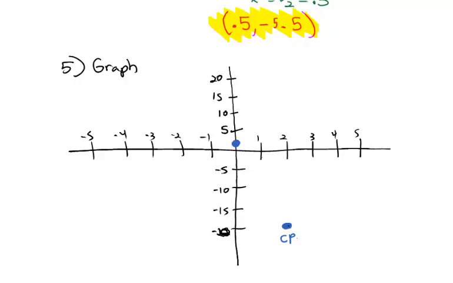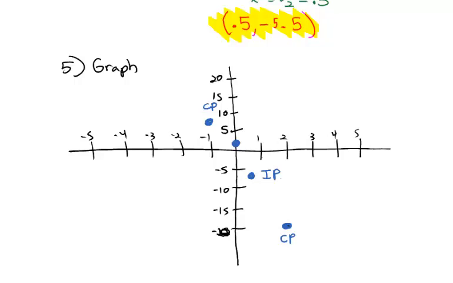The other critical point that we found was at (negative 1, 8). So at negative 1, 8, we've got another point. And again, that's a critical point, a local min or a local max. And we found our inflection point, where the concavity or the bowl changes direction, at (0.5, negative 5.5). So right here's an inflection point.